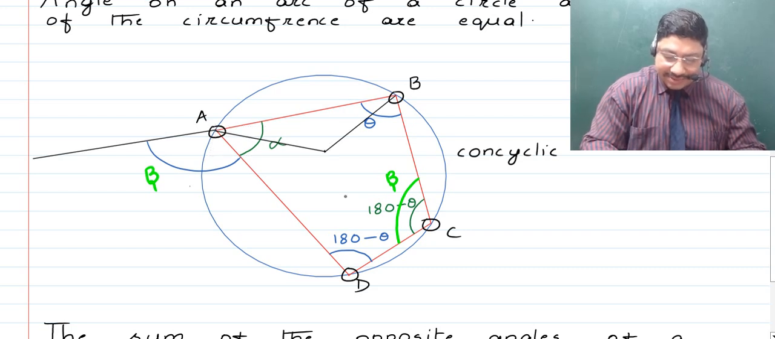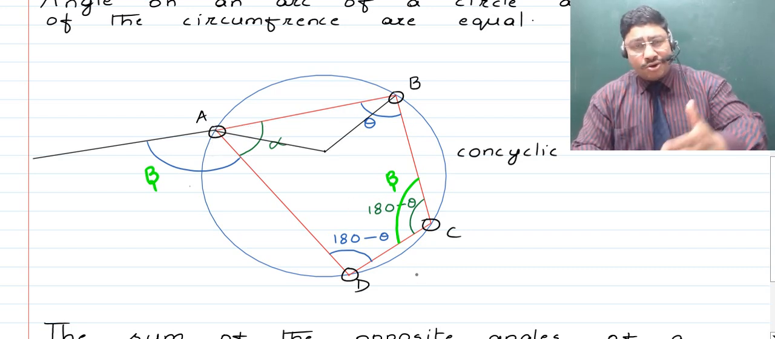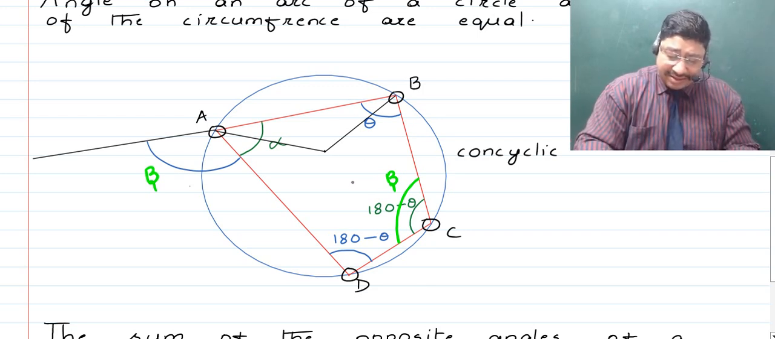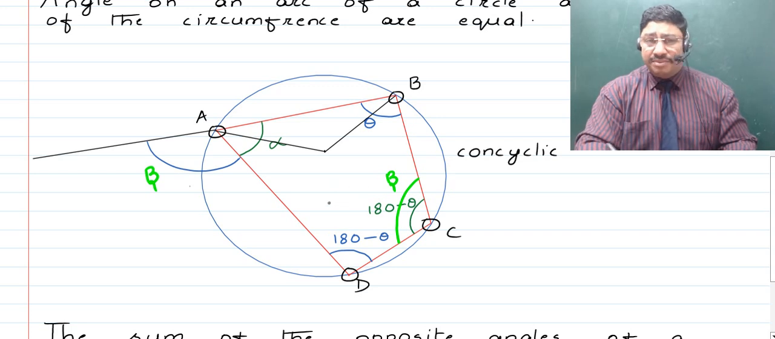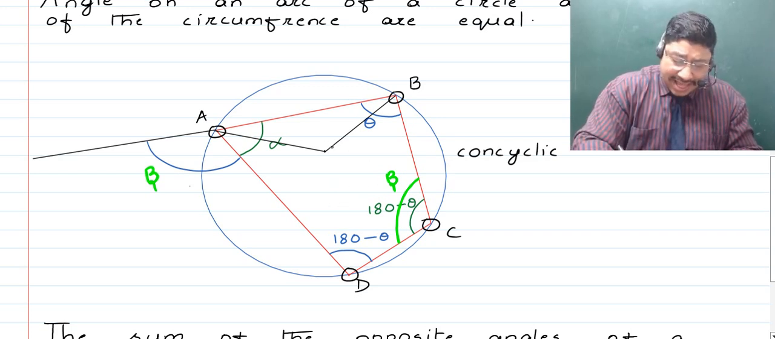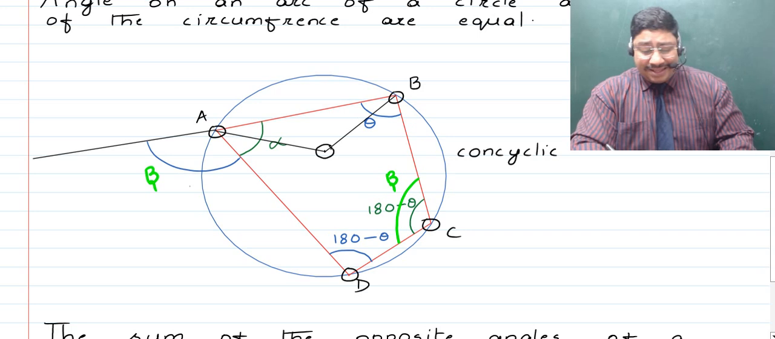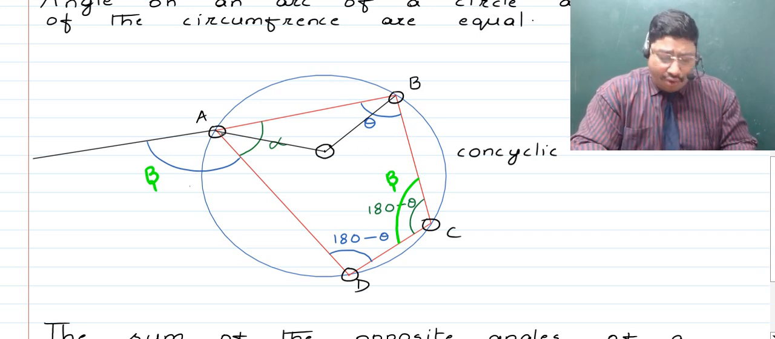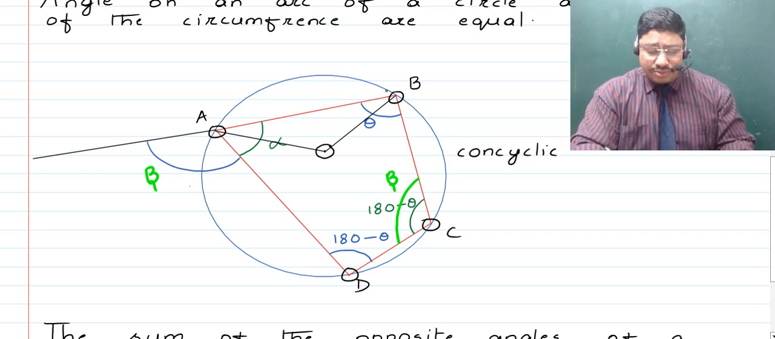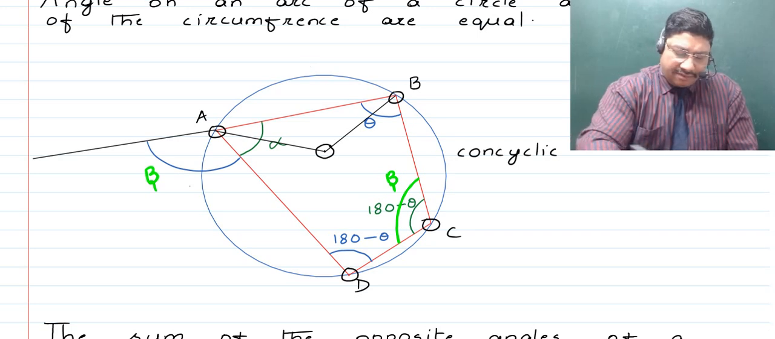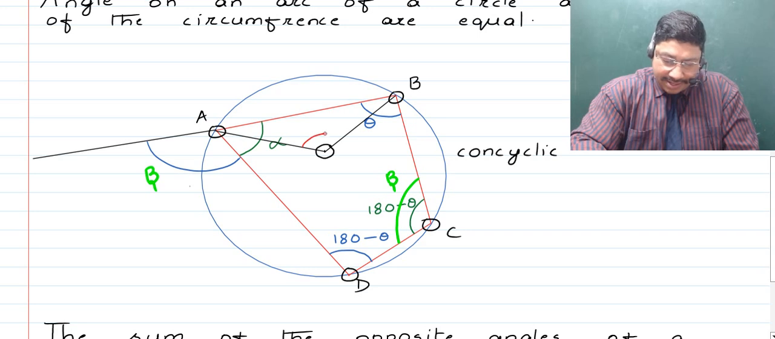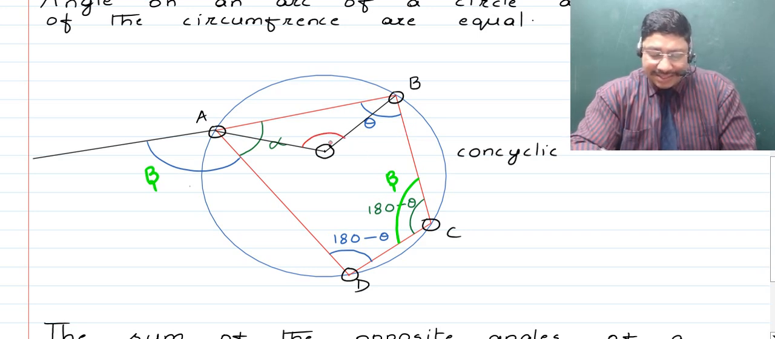Now why did I take the center of the circle a little inside, not where it should be? If I had taken it here, then by joining it to the vertices it would have been a straight line. I want you to see that when we are joining the center of the circle to the endpoints of a chord, it is not coming out to be a straight line, and thus you'll be able to understand much more.